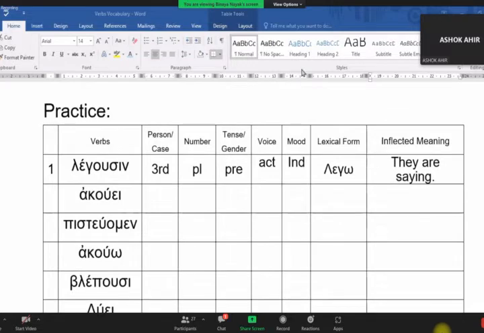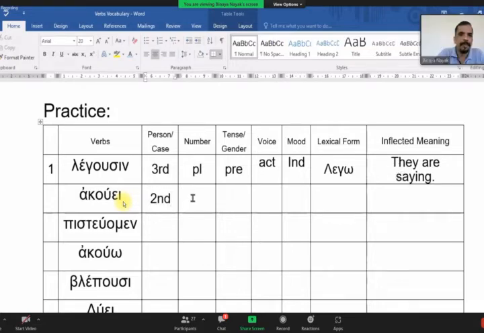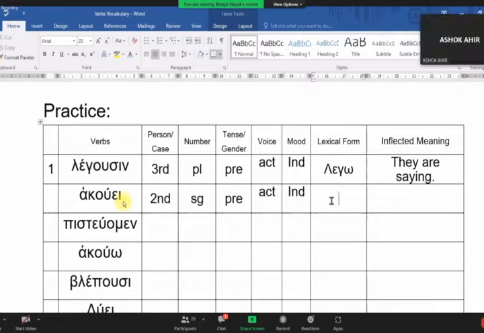Yes, sir. Akouei. It's second person singular. Present tense, active voice, indicative.